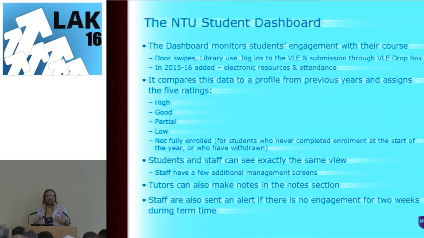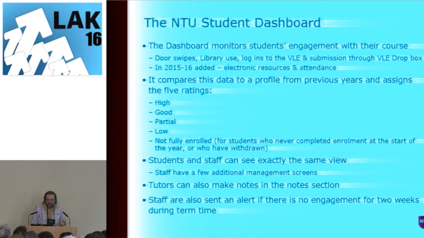We've now modified the measures, and I'm going to show you some feedback from the 13-14 academic year in a minute, and we've changed them slightly since then. So we have high, good, partial, which we used to call satisfactory, and we changed that for a number of reasons, low, and not fully enrolled. And not fully enrolled means the student either never completed enrolment at the beginning of the year, so they were due to participate but never quite did, or subsequently they've withdrawn from the course. If you could come up with a snappier way of saying that, I'd be really grateful, and we will change it tomorrow.